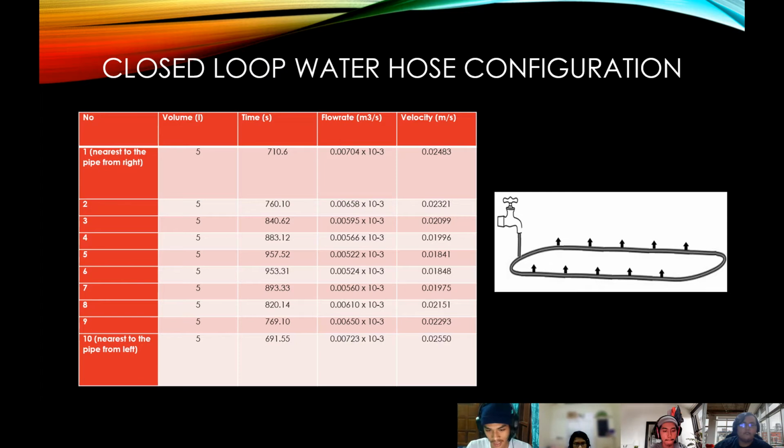So in this particular case, number 1 and number 10 are the nearest to the pipe. The only difference is number 1 is the nearest to the pipe from the right, and hole number 10 is the nearest to the pipe from the left.